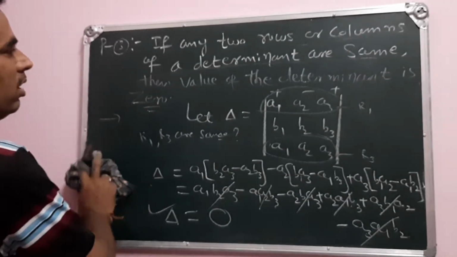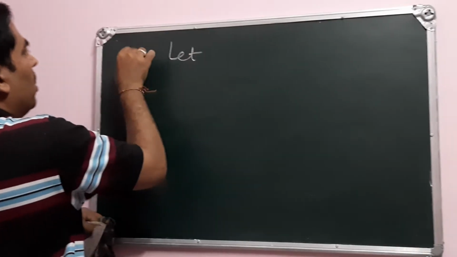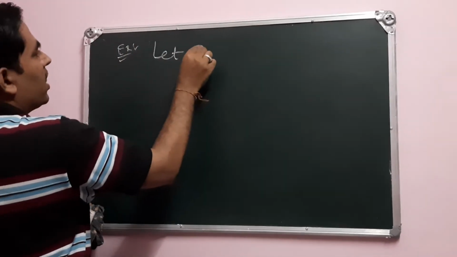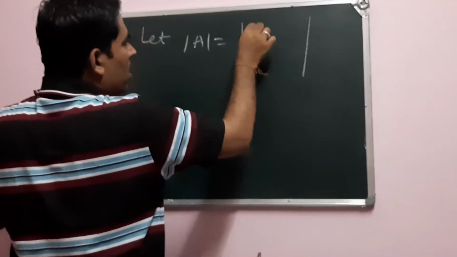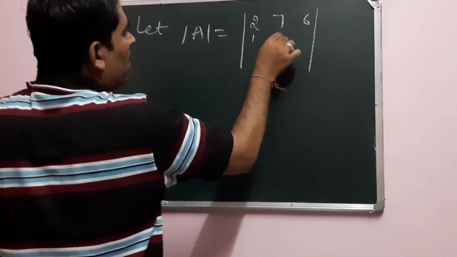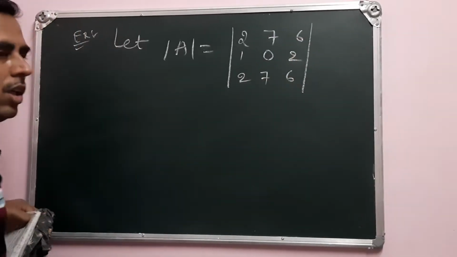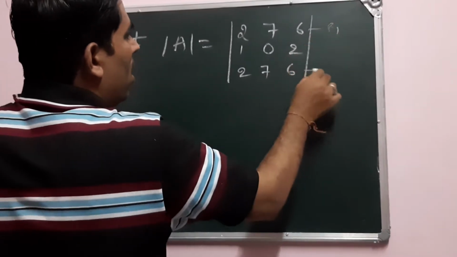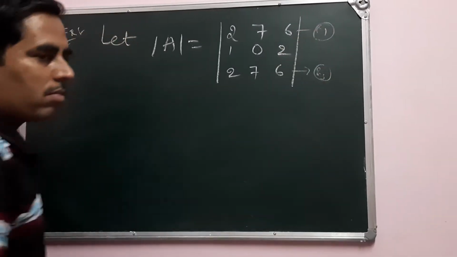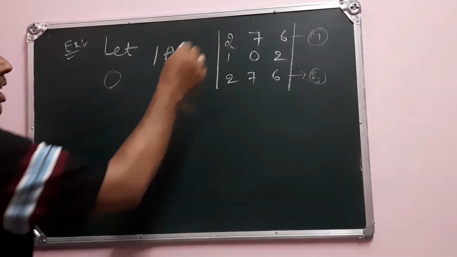Okay, let us consider this by an example. Let me consider a 3 cross 3 determinant and verify it. Let us consider determinant A, with rows 1, 0, 2 and 2, 7, 6. Now we have just proved this property. According to that property, the first row and third row are identical. Then the value of the determinant is 0. Let us verify whether it will be 0 or not.